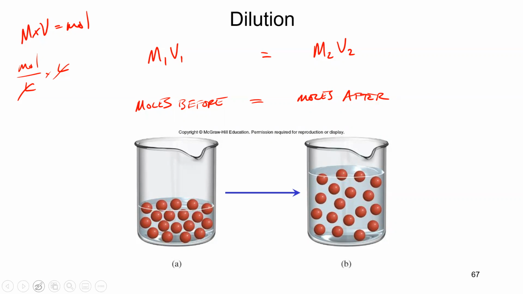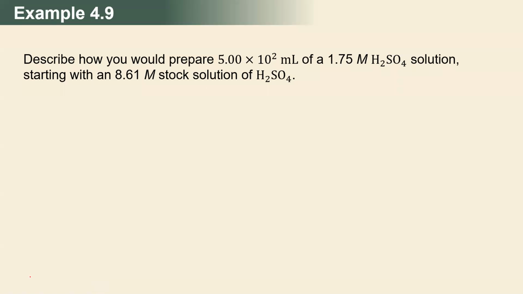Right. So let's do a quick example with this, and then we'll start the quest. How would you prepare 5 times 10 to the 2 milliliters of a 1.75 molar sulfuric acid solution, starting with an 8.61 molar stock solution of sulfuric acid?